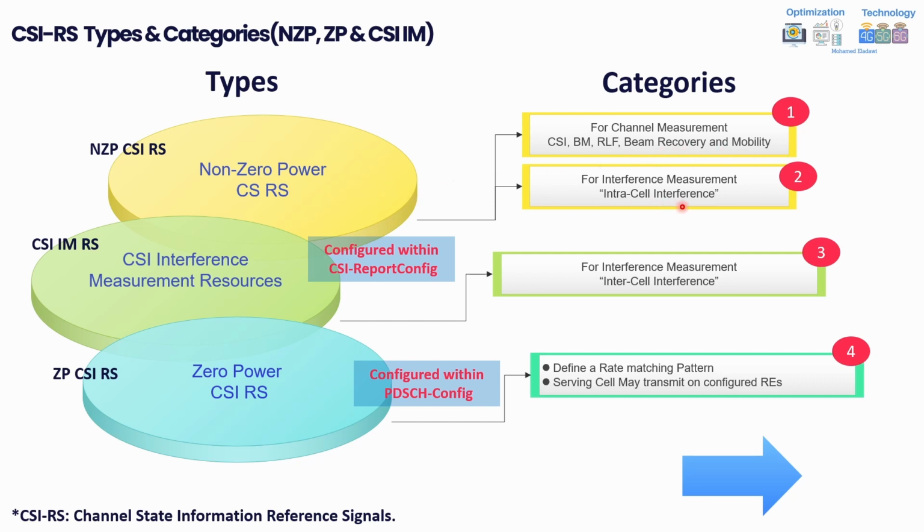The second category was related to interference measurement. If you remember this part, we gave an example that non-zero power CSI resources can be configured for IM, which means interference measurement, to measure the interference caused, for example, whenever you have multi-user MIMO, which can be caused by other UEs within the same cell.